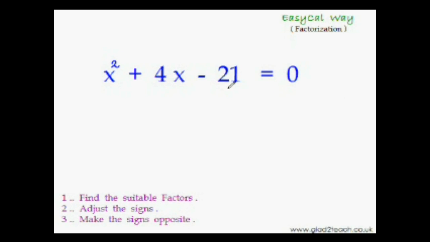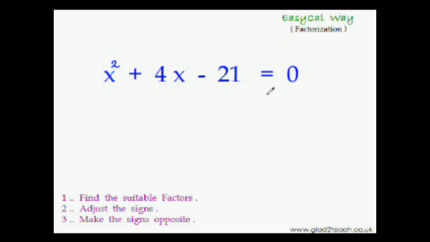Two factors of 21 whose sum or difference is 4 would be 7 and 3. Adjusting the signs, it would be plus 7 and minus 3. Now making the signs opposite, it would be minus 7 and plus 3. That's it. Question solved. See, we have solved the quadratic equation mentally in just a few seconds.